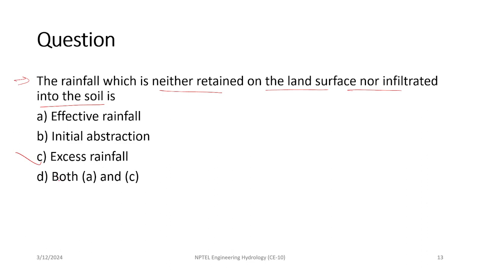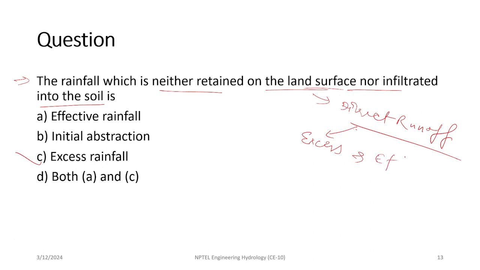Not retained on the land surface. So definitely it is talking about the portion of rainfall generating as direct runoff. It is asking runoff, right? So always you know that excess rainfall, and one more synonym you also know, that effective rainfall is also used to represent the same case.